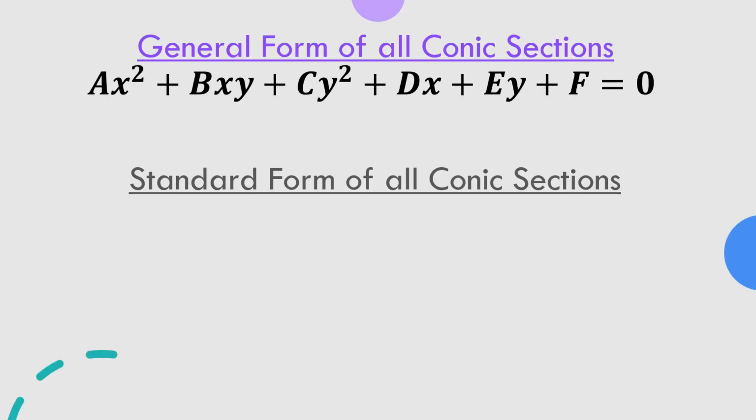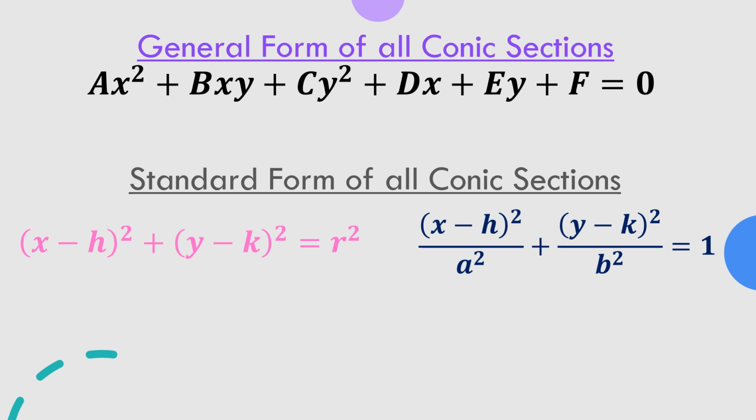All right, so remember, the general form of our conic sections is ax squared plus bxy plus cy squared plus dx plus ey plus f, all set equal to 0. And the standard form of all of our conics, the circle is the first one. That's x minus h quantity squared plus y minus k quantity squared equals the radius squared. Then we have the ellipse, and then we have the two setups for the hyperbola.